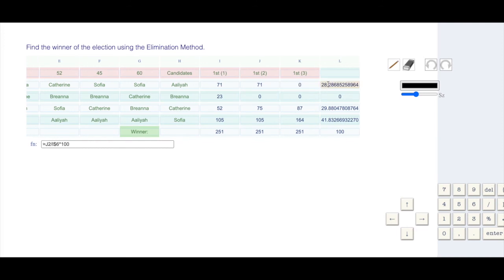Let's figure out the percents. Click on the arrow key to get it going. Instead of J, we're going to go to K2, this column, and then fill that down. We can see that Sophia now has 65%, so she ends up winning. Copy Sophia's name, paste it here, or you can type it in.